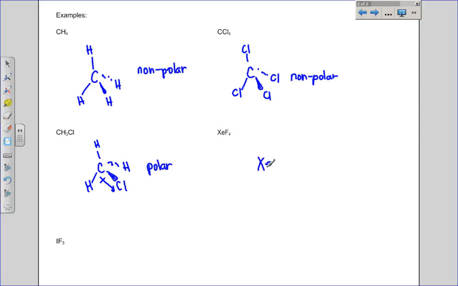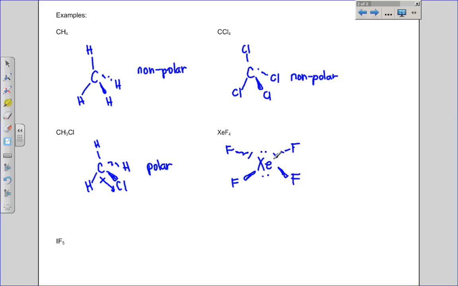XeF4 is square planar. So 2 lone pairs on the xenon with the 4 fluorines attached. So when you're following the steps to deciding polarity, you'll stop at the second step here and look at the lone pairs. If there was just one lone pair, that would leave this end of the molecule slightly more negative than this end. But because we've got the 2 lone pairs, they essentially cancel one another out, much like dipoles would cancel each other out.